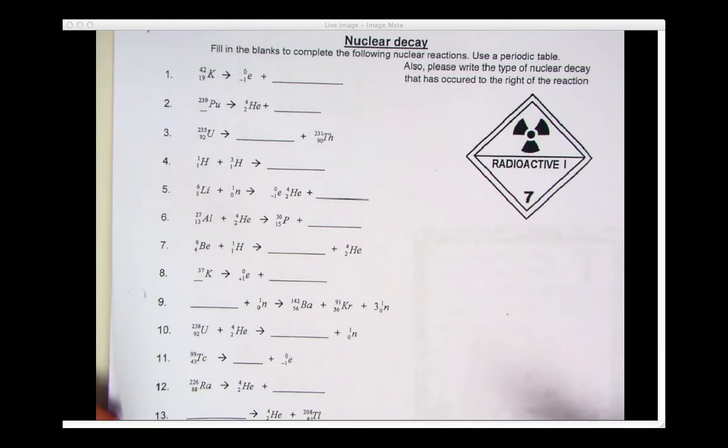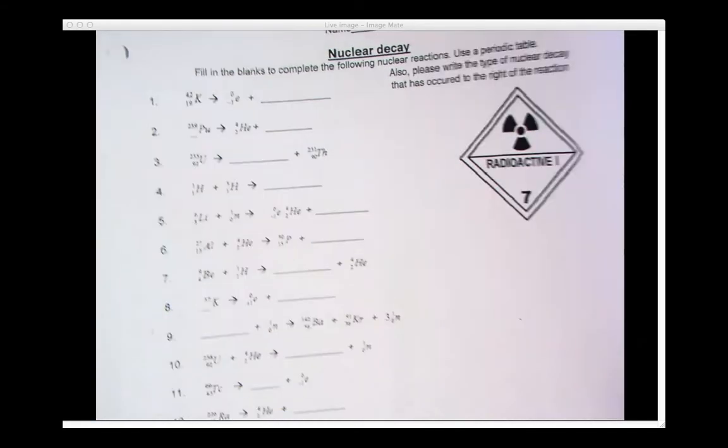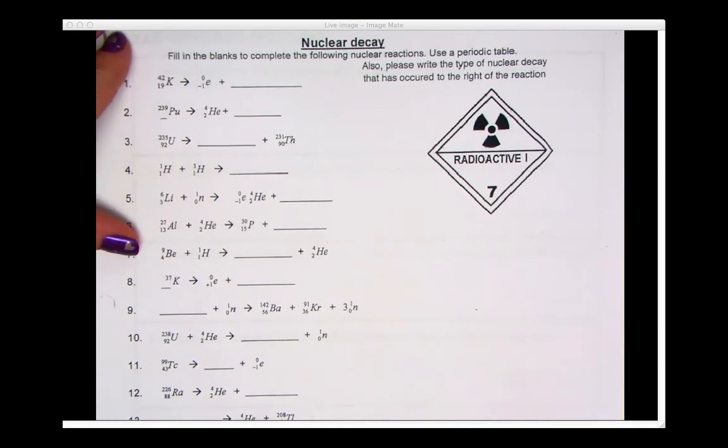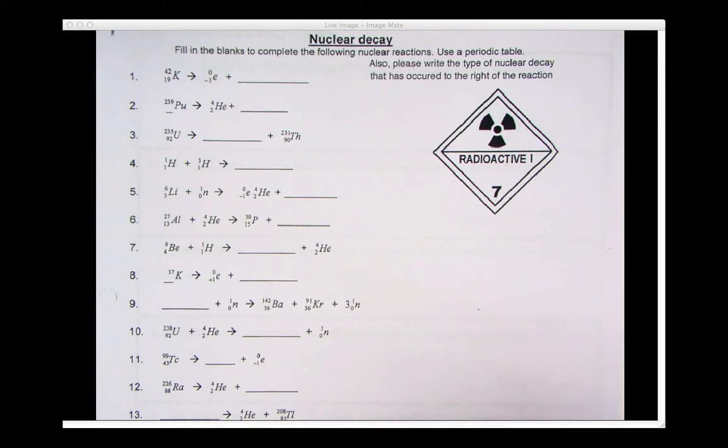Alright, so we just learned about the different types of nuclear decay: alpha, beta, and gamma. So now I want to walk you through how to do some of these nuclear reactions. If you notice, they're set up the same way our chemical equations were set up. The arrow shows you that a reaction has occurred. Everything on the left side is your reactants. Everything on your right side is your products.